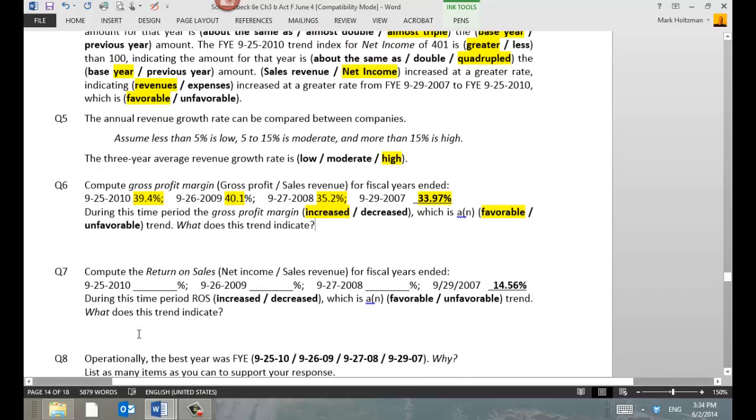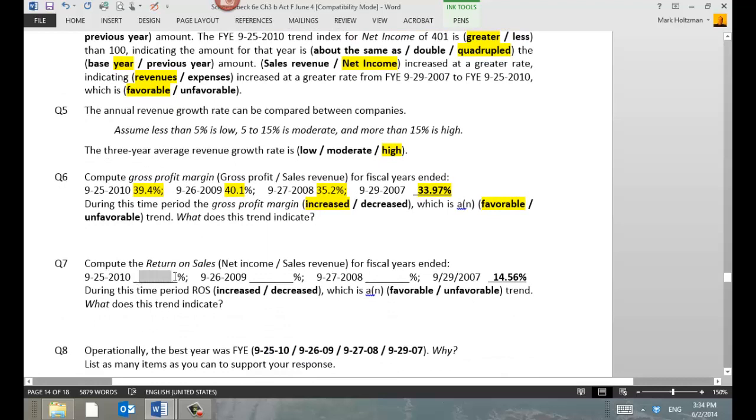Let's look at return on sales. What was return on sales for 2010? 21.5. What, 21? 0.5.